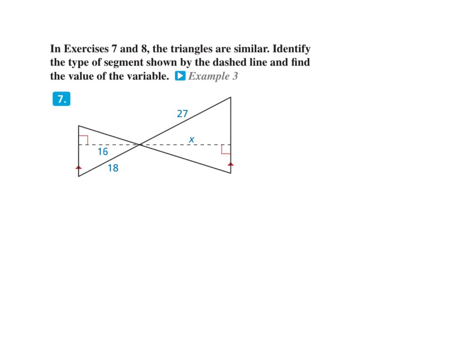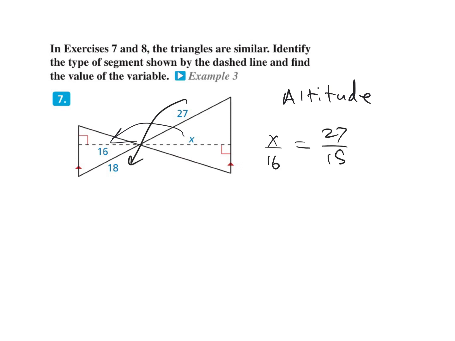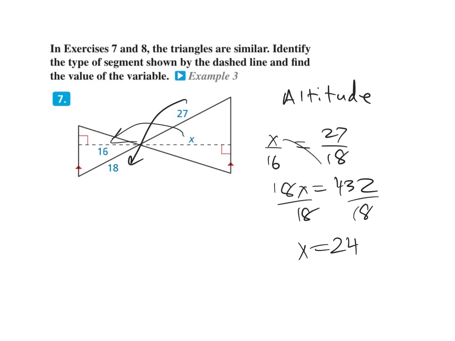Identify the type of segment shown. So the type of segment here is an altitude. And so now we set everything up. X is to 16, as 27 is to 18. So 18x equals 16 times 27, which is 432. And then we divide off the 18, and x is 24.